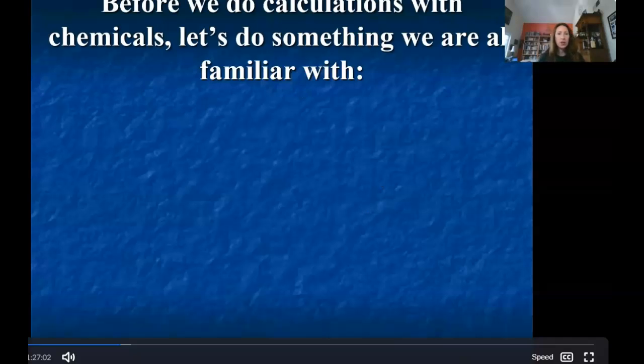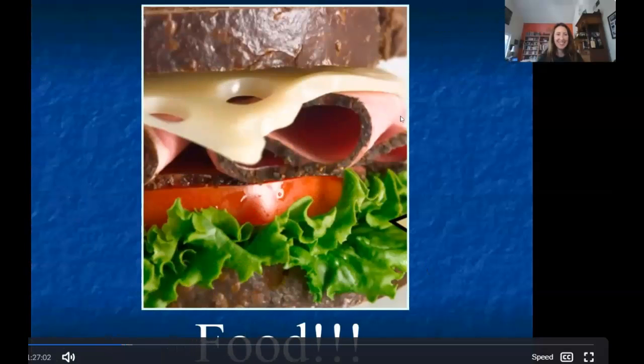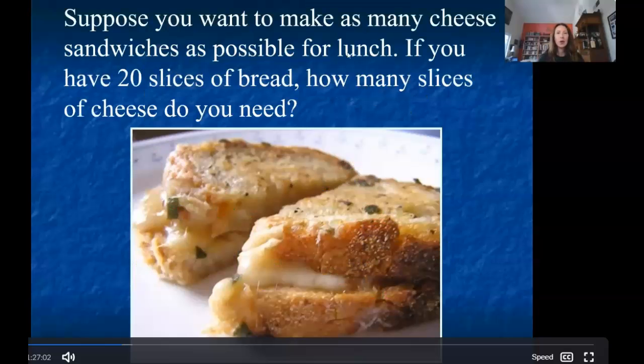Okay, so we're going to use food. And I know this is hopefully how people eat before lecture, because I'm always going to use food to do this. Okay, so let's say we're going to make a sandwich. We're going to make a cheese sandwich, and we're going to make cheese sandwiches very frugally. You get 1 slice of cheese for 2 slices of bread. That's it. So if we want to make as many cheese sandwiches as possible for lunch, if we have 20 slices of bread, how many slices of cheese do we need?